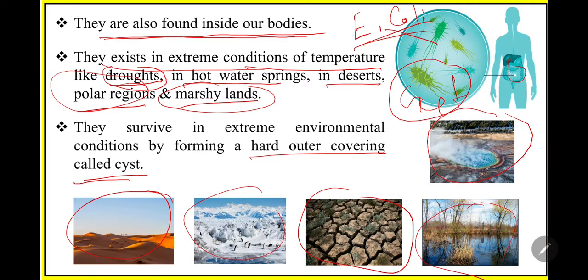So how do they survive in this extreme environment? For example, if you are traveling to a different place, what do you need? You need a covered jacket for protecting you. Similarly, microorganisms survive in different extreme environmental conditions by forming a hard outer covering. For example, if this is the microorganism, it will form a hard cover outside it, and it will protect it from the extreme environment, and this is known as cyst. C-Y-S-T, cyst.